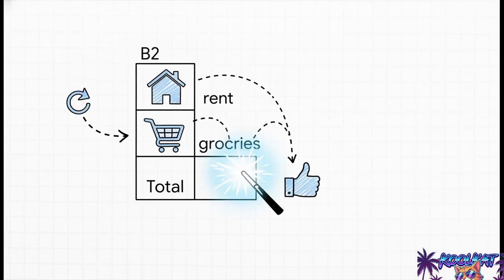And this is the magic. Instead of typing 1,800, we give that cell an instruction. We type equals B2 plus B3. We're telling the spreadsheet, hey, whatever is in cell B2, I want you to add it to whatever is in cell B3. Now it understands the relationship between the numbers, so when you change the rent, the total updates automatically, instantly, every single time. Now that's power.